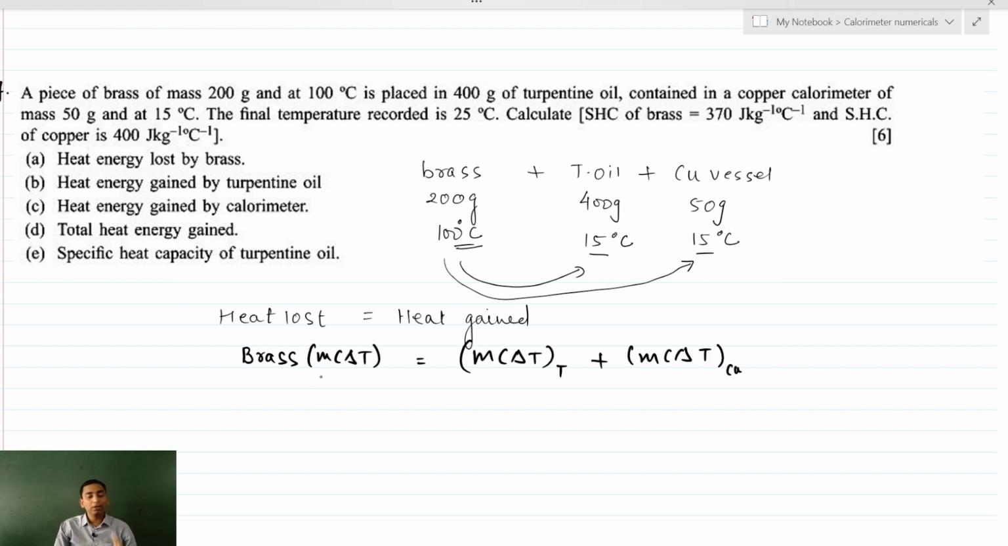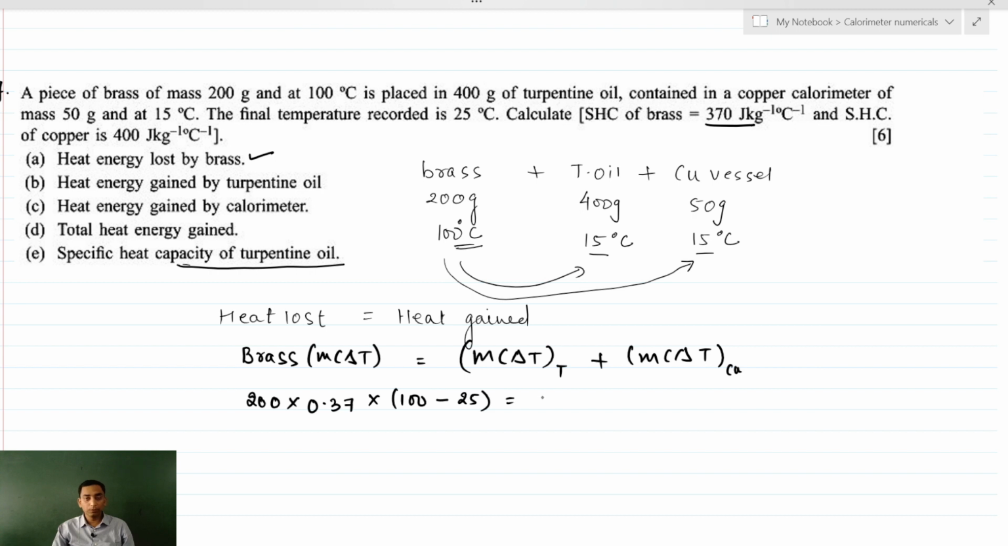So now let us substitute the value. M is the mass of the brass, so that is 200. Now we are supposed to find out the specific heat capacity of the turpentine oil. Okay, heat lost by the brass. So fine, we have been given that specific heat capacity is 370, but that is joule per kg. So here we have grams, so this is 0.37. Please understand that, or else you will have to convert 200 grams into kilogram, or this is 370 joules for 1 kg. So for 1 gram it will be 0.37, right, times delta T, that is from 100 to 25.